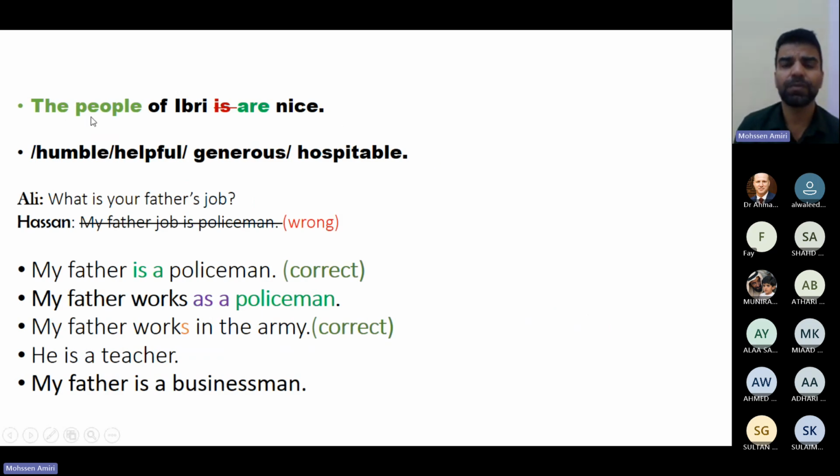You need to be careful that when we're talking about people, the fi'l should be plural, يعني جمع بشكل جمع. The people, for example, tell me about the people of Ebri. How are the people of Ebri? Well, actually, the people of Ebri are. Then we're talking about people. People is jama, okay? So your fi'l should be are, not is.